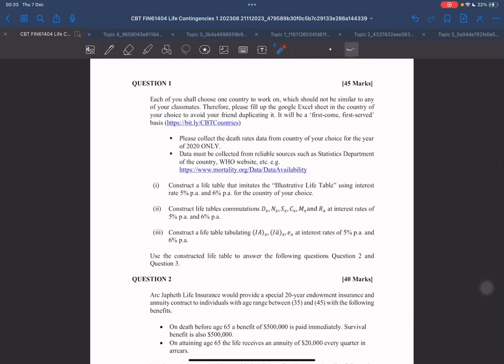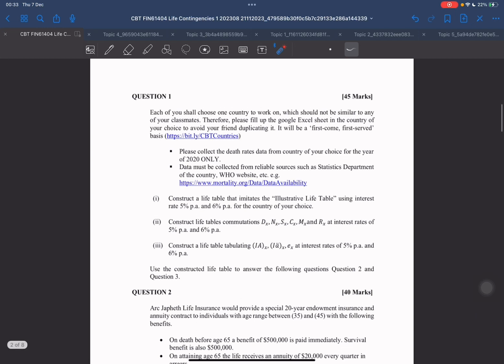Hello guys, today we are going to talk about the CBT question assigned by Dr. Halim. Let's check on the question. From the question, we can see that it asks us to construct a life table that imitates the illustrative life table, using an interest rate of 5% and 6% per annum.